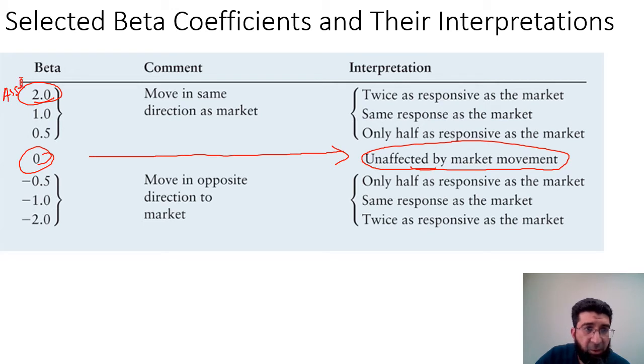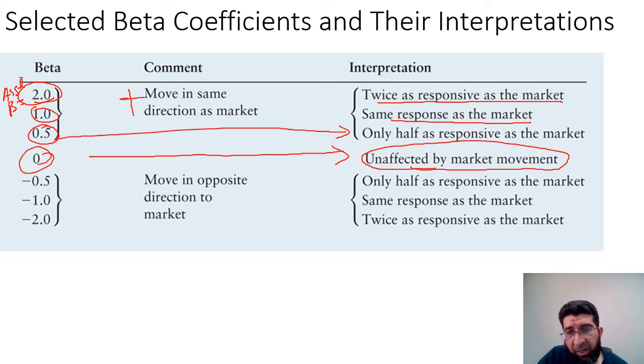If we have an asset beta of 2, this means that it will move in the same direction because it's positive, and it's twice as responsive as the market. So if the market moves by 1%, the stock price will double. If it's 1, then it responds exactly to the market. So if the market increases by 1%, then the stock will increase by 1% also. With 0.5, when the market increases by 1%, the stock increases by only 0.5%. So this is how you can interpret the beta.